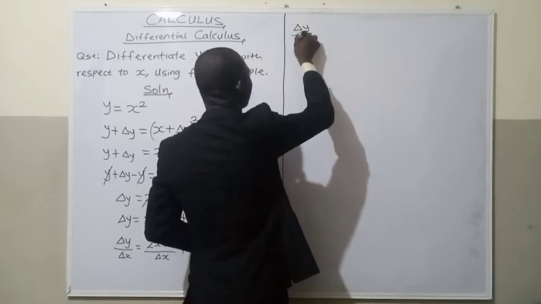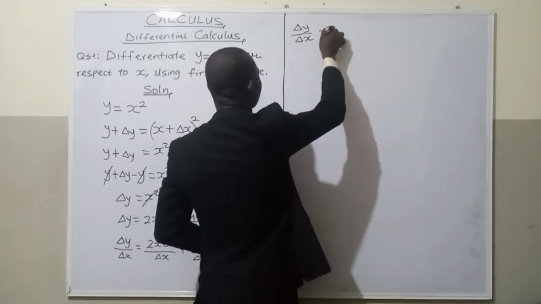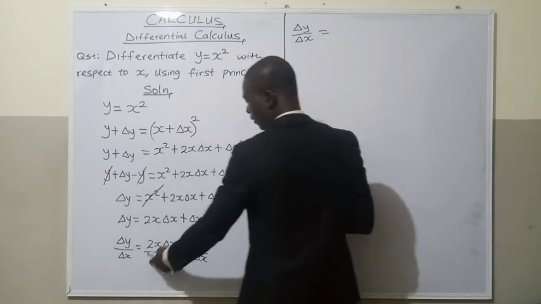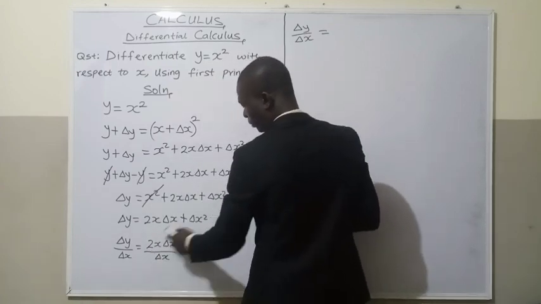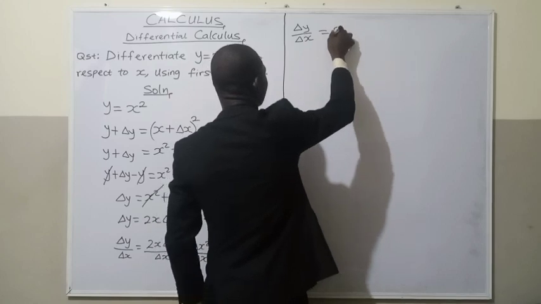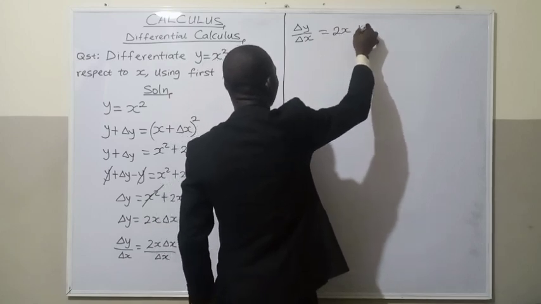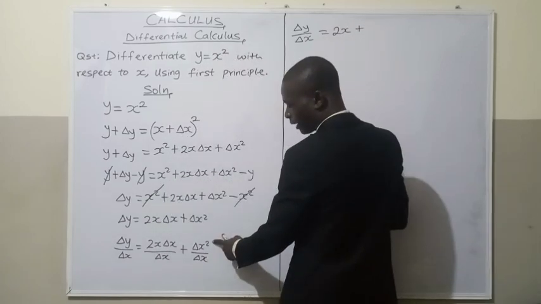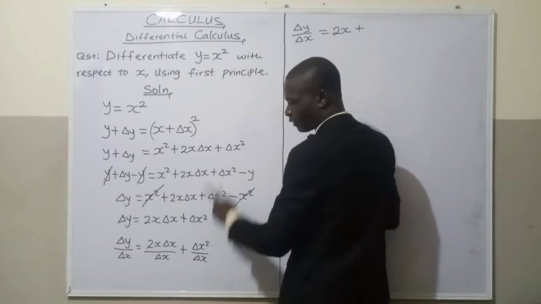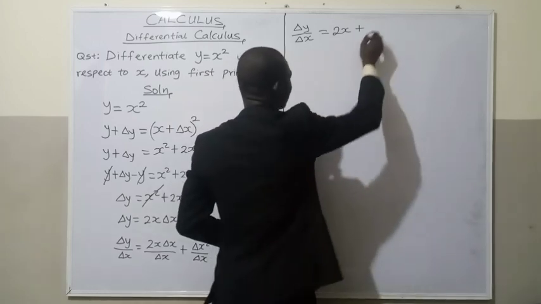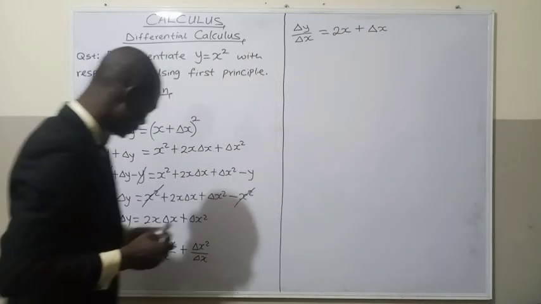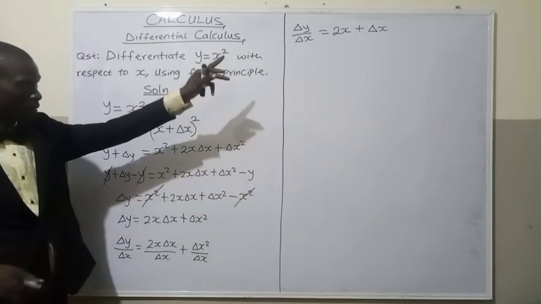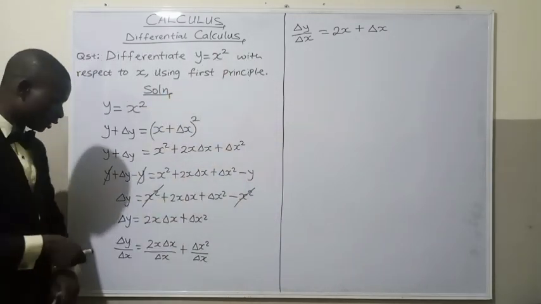We'll be having delta y divided by delta x equals, from this side, 2x delta x divided by delta x. So we cancel delta x, and we'll be left with only 2x there. Then plus delta x squared divided by delta x, we'll be having only one delta x, so that's going to be delta x. Alright, so we have simplified this aspect to the portion up there.